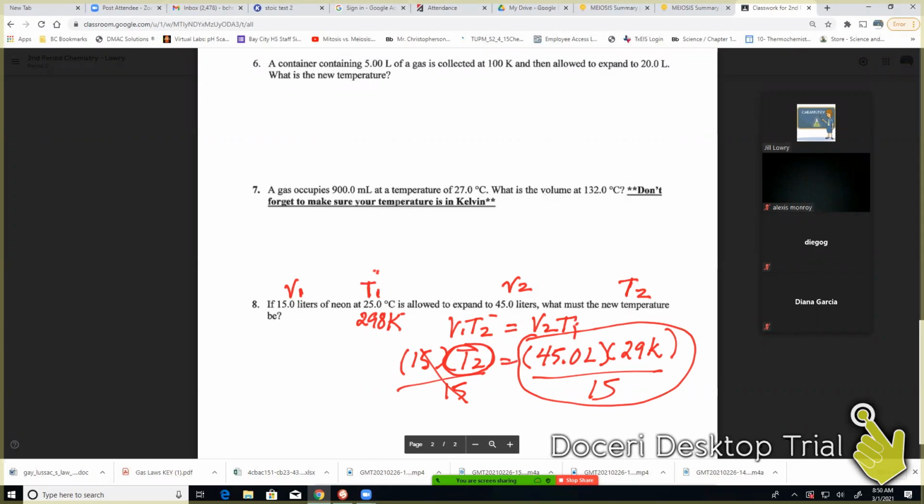45 times, that's supposed to be 298. I'm really having trouble with my numbers today. Times 298. Then come back and divide by 15. And I got T2 is equal to 894. Is that what you get? So what would my units be? Kelvin. Perfect. Okay.